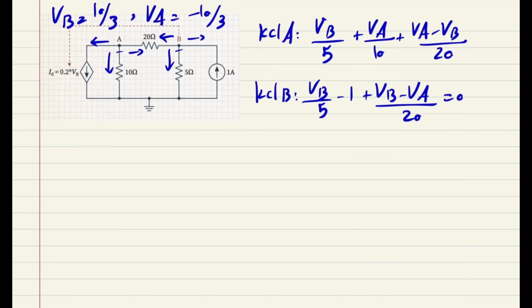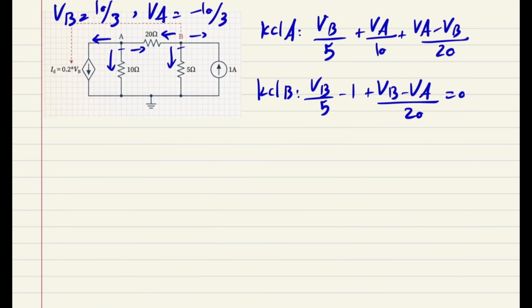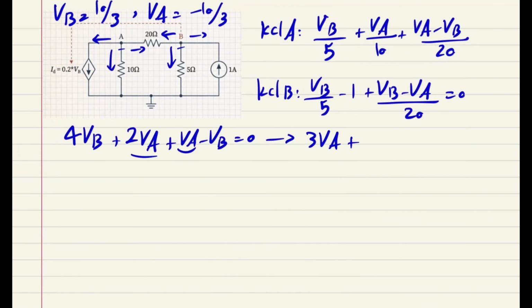So the only thing we have to do is just multiply both parts, KCL A and B, by 20 to get rid of all of the fractions. So if I multiply KCL A by 20, what do I have? I do have 4VB plus 2VA plus VA subtracted by VB equals 0. So it means that at this point, I do have 3VB. Sorry, my bad. At this point, you should have 2 VA. Makes sense. So I do have 3 VA plus 3 VB equals 0. So it means that VA is going to be negative VB.